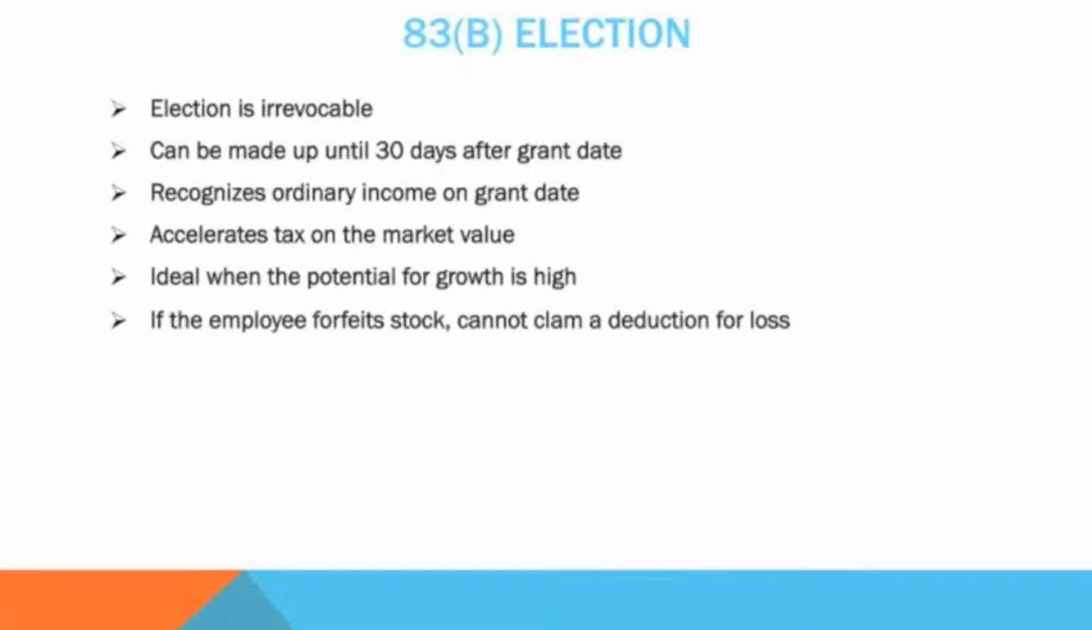When dealing with restricted stock, there is an option to make an 83(b) election. This option is available until 30 days after the grant date. It is irrevocable and has significant tax consequences. While the restricted stock is usually taxable on the vesting date, if the employee makes the 83(b) election, the value of the restricted stock will be taxable on the grant date instead of the vesting date. This election accelerates the taxes payable on the fair market value of the restricted stock.